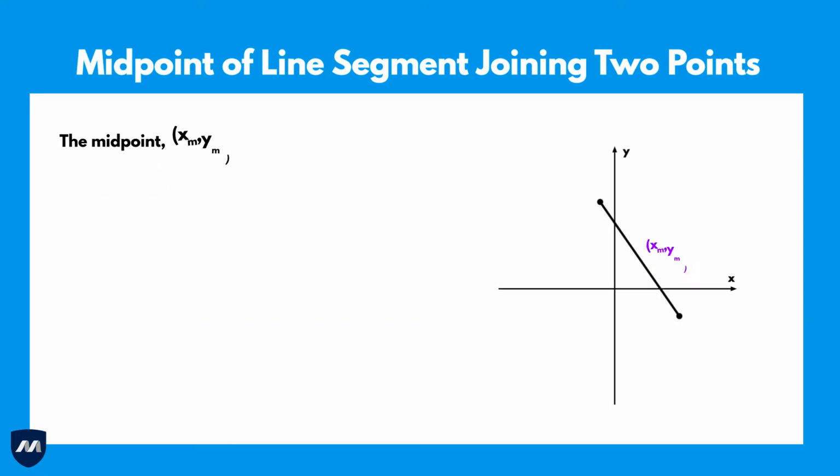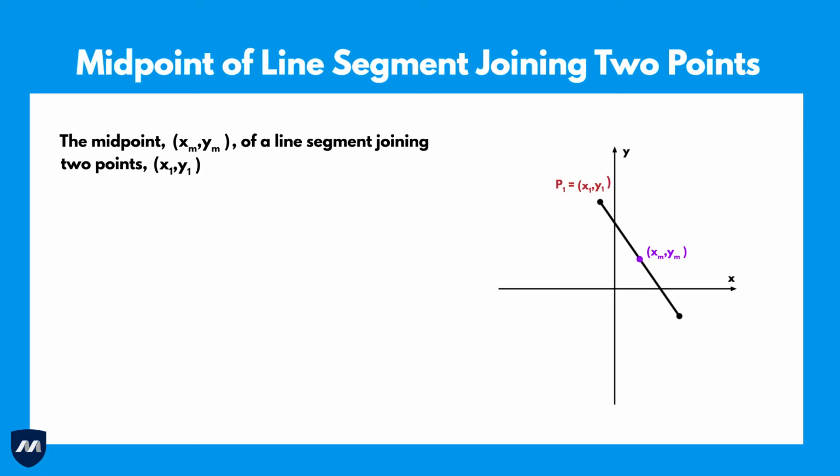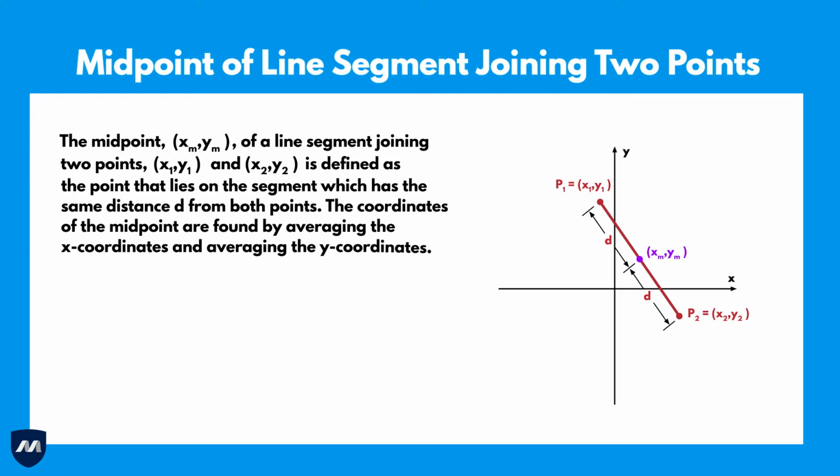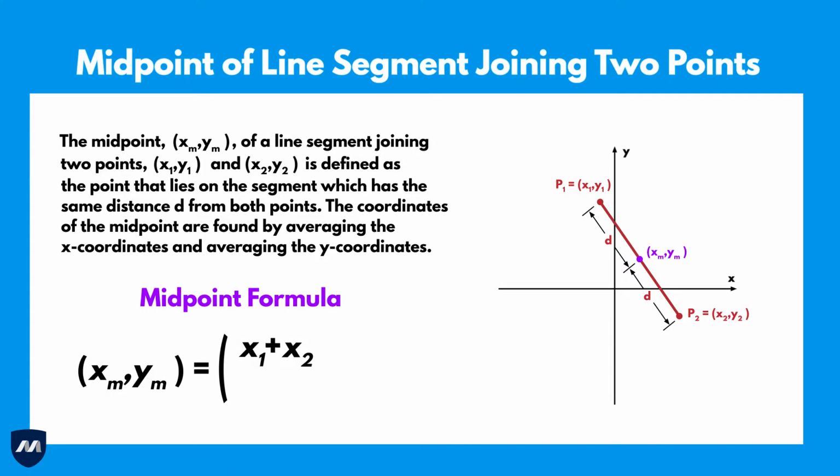The midpoint, (x sub m, y sub m), of a line segment joining 2 points, (x sub 1, y sub 1) and (x sub 2, y sub 2), is defined as the point that lies on the segment which has the same distance d from both points. The coordinates of the midpoint are found by averaging the x-coordinates and averaging the y-coordinates. Midpoint formula: (x sub m, y sub m).